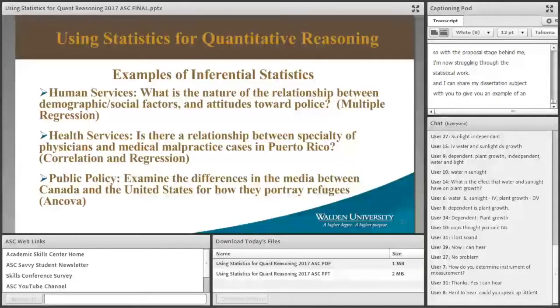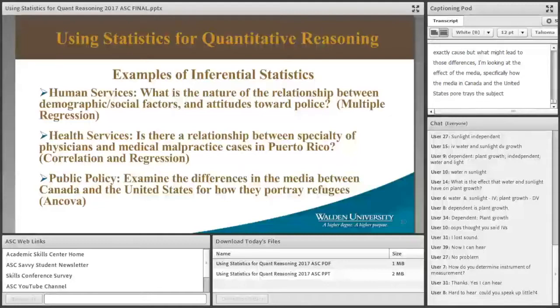I am studying in the field of public policy, and I'm interested in understanding the differences between the refugee policies in Canada and the United States. We know that they're implemented in very different ways, and to get an idea of what might not exactly cause, but what might lead to those differences, I'm looking at the effect of the media, specifically how the media in Canada and the United States portrays the subject of refugees.